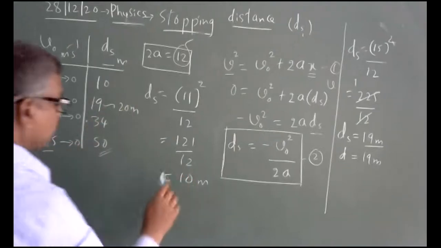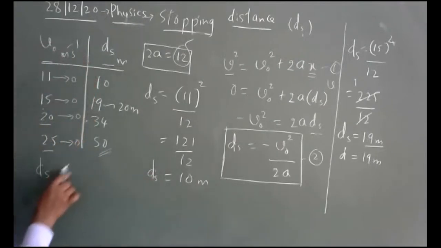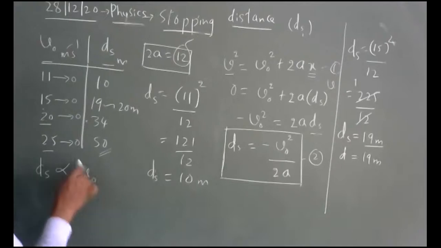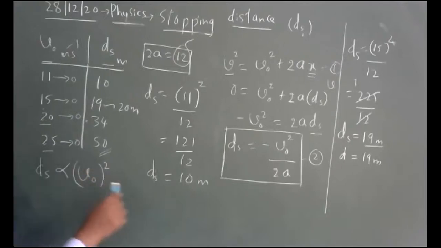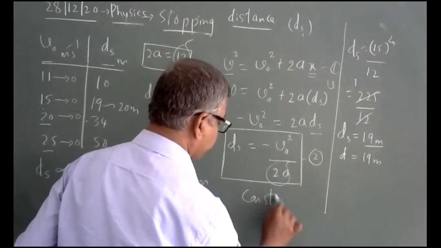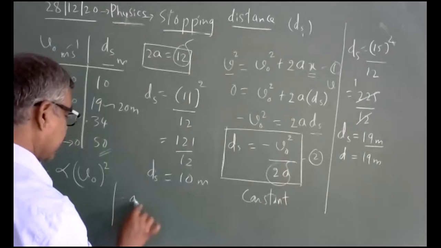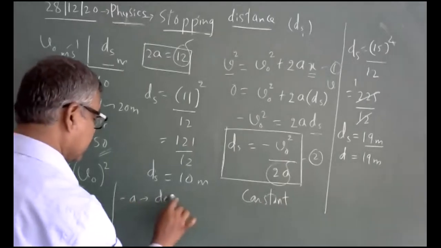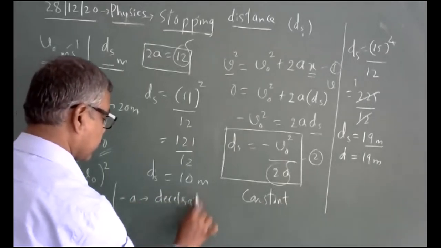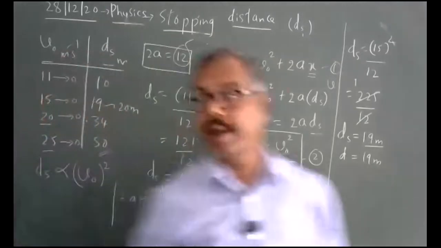This is stopping distance. What we noted here is that stopping distance is directly proportional to initial velocity squared, provided this a, or 2a, is a constant. This a is the deceleration. I hope you got it.